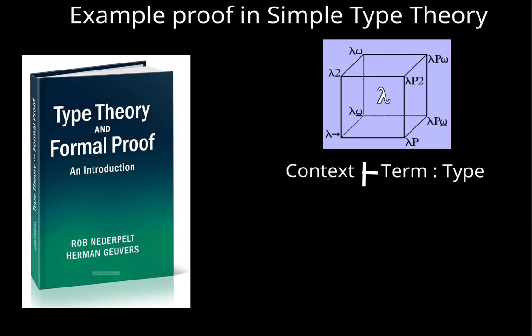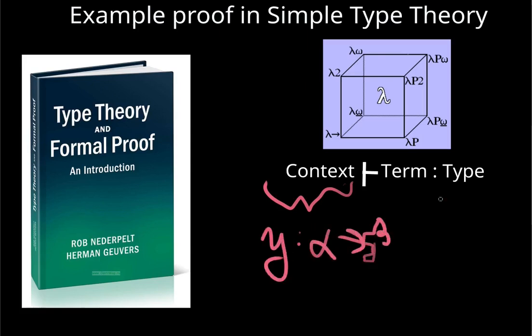So that's what the types are. And then the context is a list of variables where every variable has a type. Wait, let me grab my book real quick. Yeah, so an example would be y goes from alpha to beta. So a context amounts to a scope when you're thinking about programming.